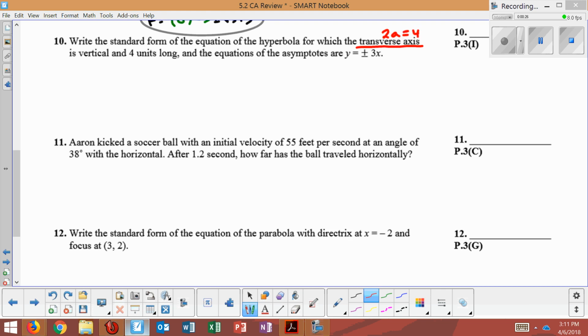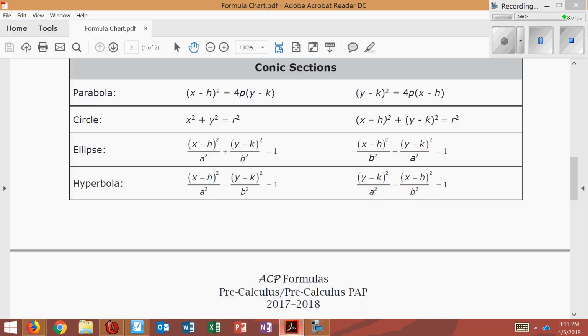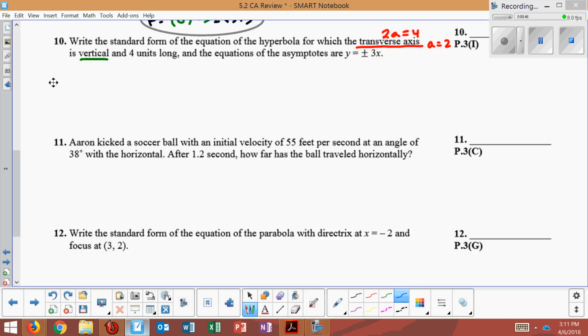Why does that matter? This will help us find out what a is and later plug into our equation. I'm also going to underline here vertical. Now, when I go to my formula chart, I'm going to look for a hyperbola, and I want the vertical. This is horizontal because a is positive. This is vertical because a is with y, and y is positive. So I'm going to take this equation. My equation I'm working with is y minus k quantity squared over a squared minus x minus h squared over b squared equals 1. That's my formula I'm working with.